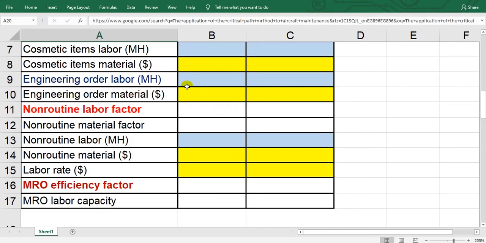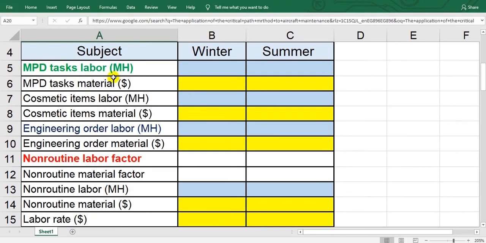For the problem here, the parameter is the MPD task labor. The MPD task gives you the man hours and the number of men, and these give you the total man hours. Here, the material: how do you get the task materials? You go to the MPD task and then to the maintenance manual reference. If you get it, you will see the task tools, special tools and materials. So you pick them up from these documents.